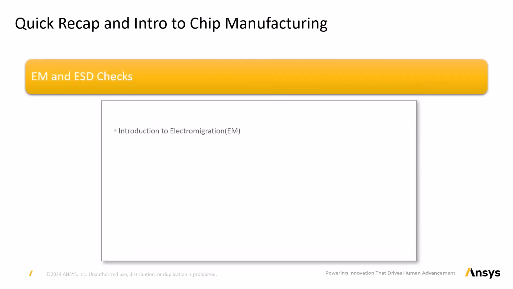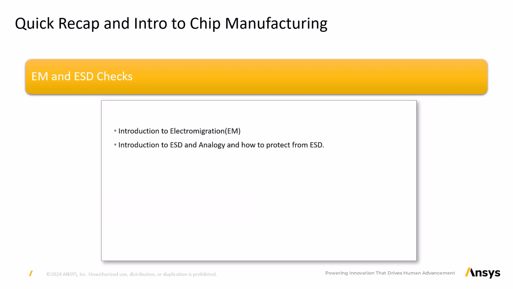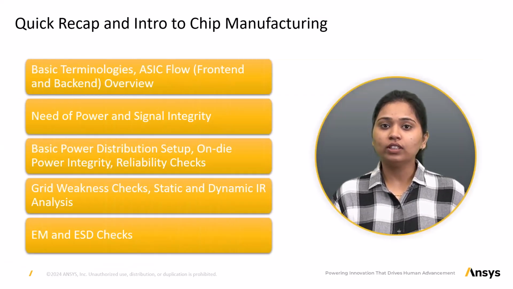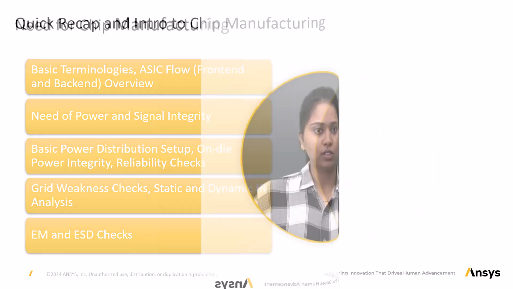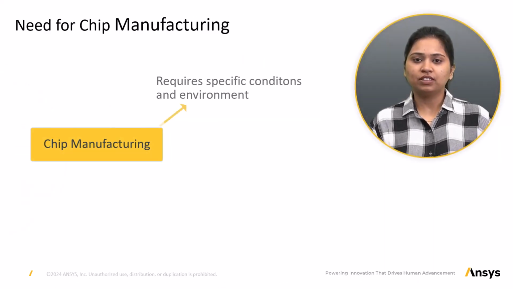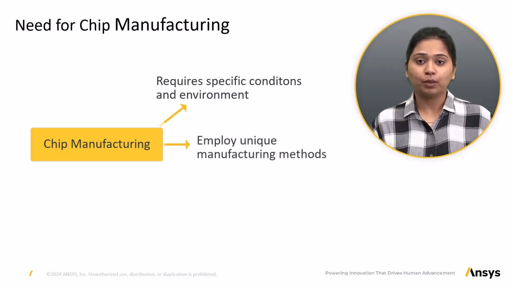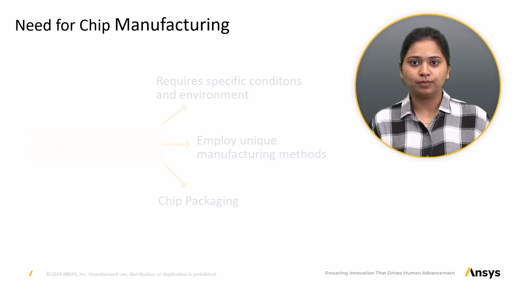Lesson 5 explored electromigration, its occurrence, impacts on the chip, and prevention methods. We discussed electrostatic discharge, ESD, its sources, effects, and how chips can be protected from ESD. After all these steps, we need to manufacture these designed chips, test their performance, and verify if they match the design simulations. To manufacture chips, specific conditions and environment are required. Unique manufacturing methods are employed, and finally, the chips need to be packaged for their intended use.